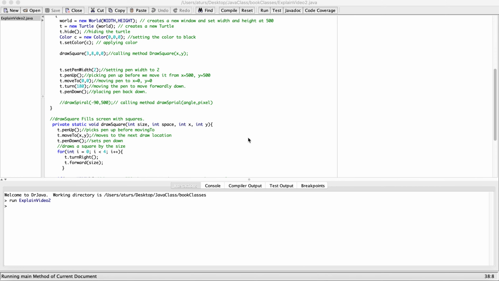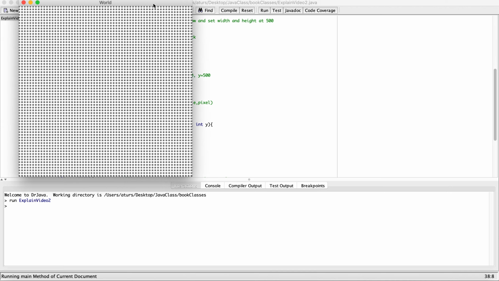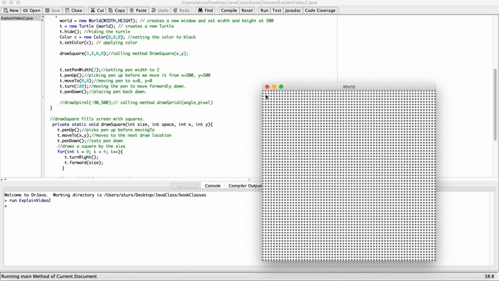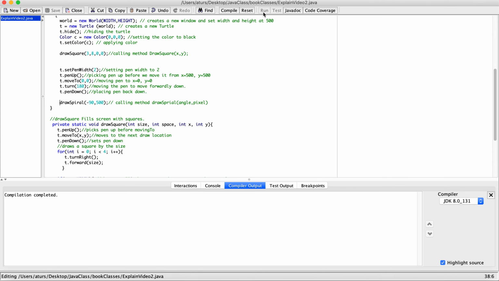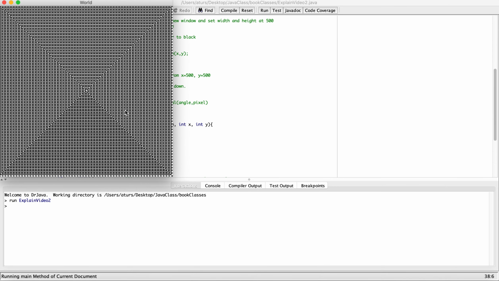Today we are doing two methods, both are recursive. Starting off with our first method is drawing these mini squares that are going to fill out our window. Our second is going to overlay that a spiral.